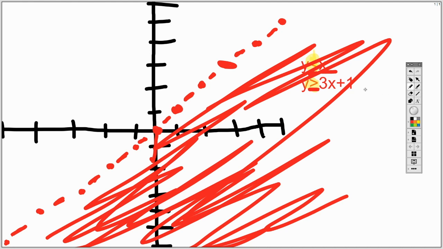Then I'm going to graph my other equation. y is greater than 3x plus 1. So I'm going to plot 1 right here. Then you do your thing. 1, 2, 3, 1. 1, 2, 3, 1. And now here I would draw a line since it is equal to.